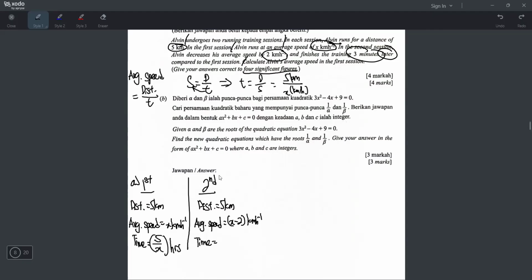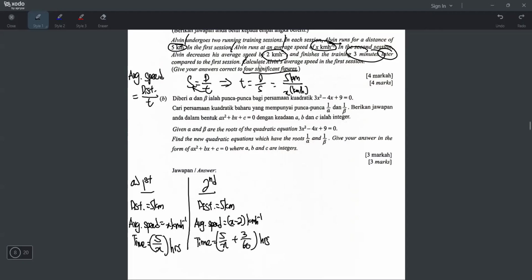Now for the time for the second session, they say the second session finishes the training 3 minutes later compared to the first session. So the first session time taken is 5 over x, but you cannot write 5 over x plus 3. Yeah, this is wrong because this is 3 minutes. You have to convert to hours. That means you have to take 3 over 60, like this. Then only it becomes in hours. Because this one is in minutes, and the 5 over x is in hours. So you have to convert 3 minutes to hours, and how you do that is 3 divided by 60. Okay, and then you get something like this.